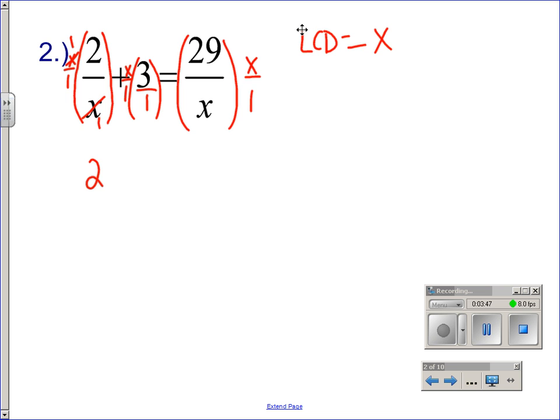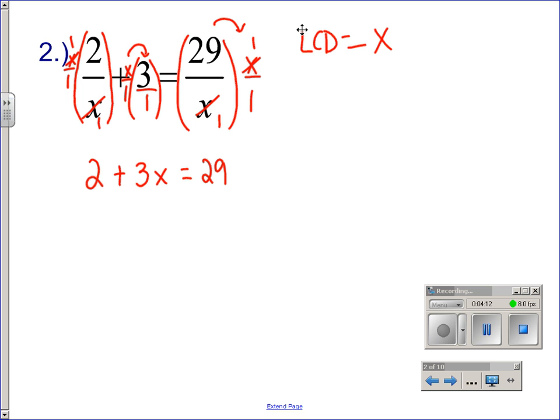Next, is there anything we can cancel top to bottom? No, so we're just going to multiply the x times 3. So we get 3x. Now looking at the last fraction, what can we cancel top to bottom? Right, the x's. So then we have 29 times 1, which is 29. And now we just have an equation to solve.